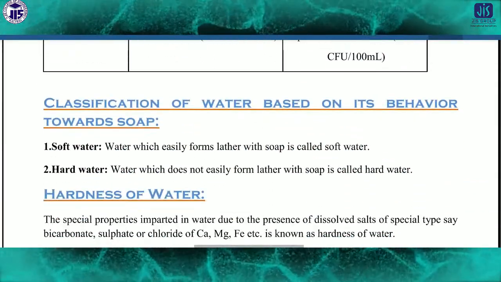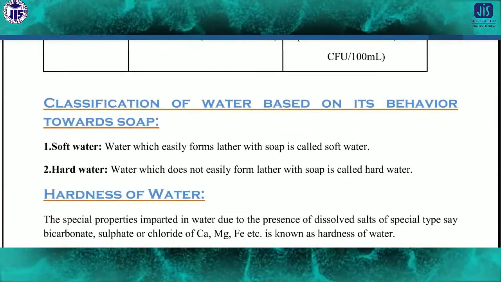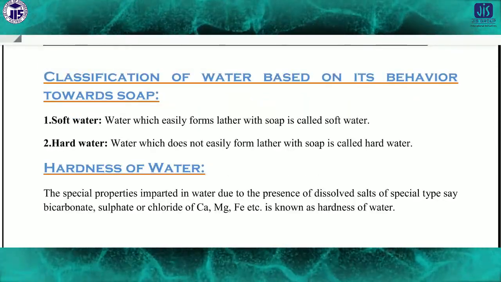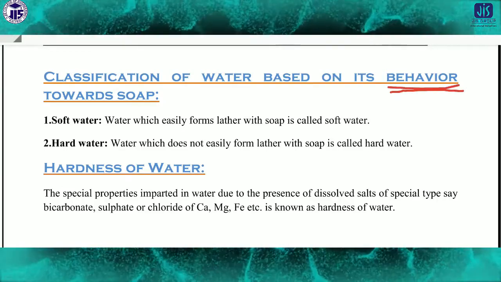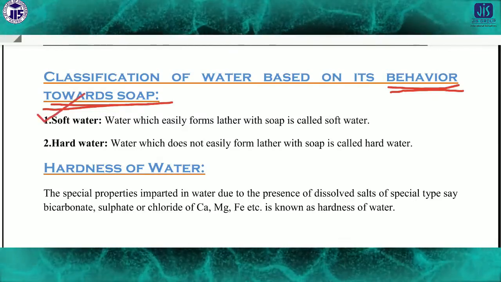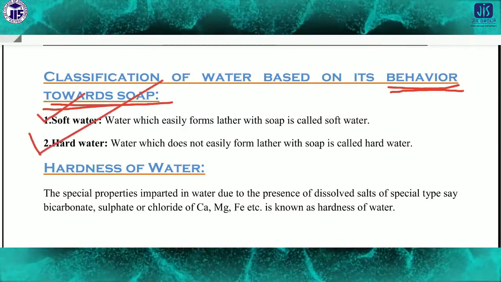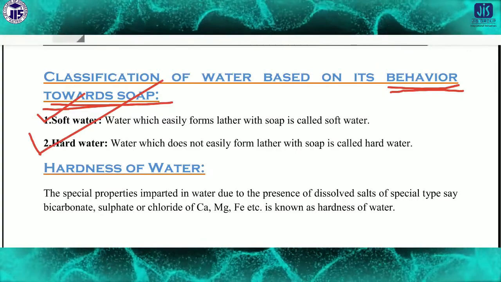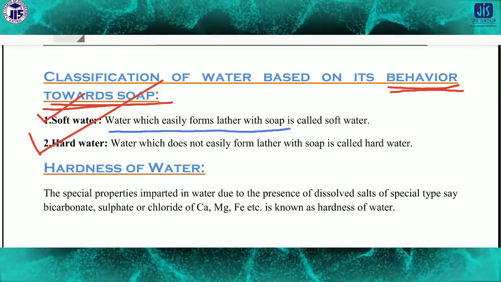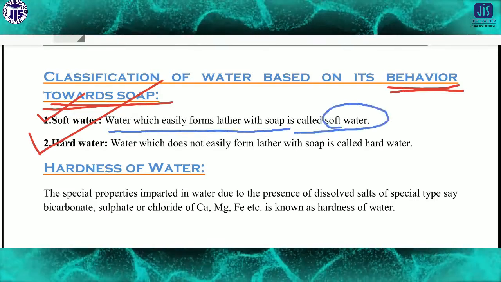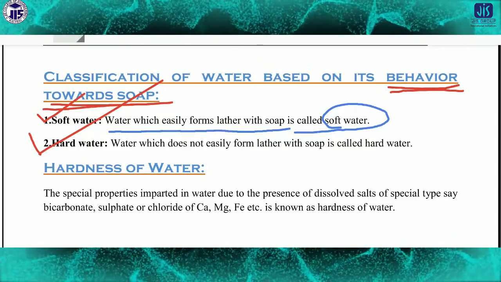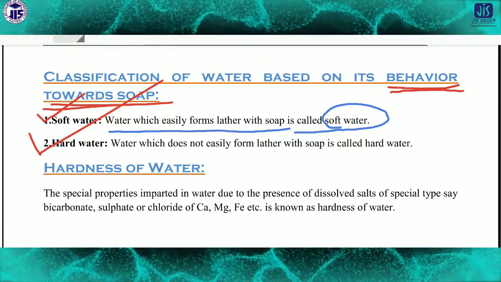Now come to the point: classification of water based on its behavior towards soap. This is the most important point of today's class. On the behavior towards the soap, that means there are two kinds of water. First one is the soft water, second one is the hard water. Soft water means water which easily forms lather with soap. That means soft water can easily form foam very rapidly. This water is called the soft water.